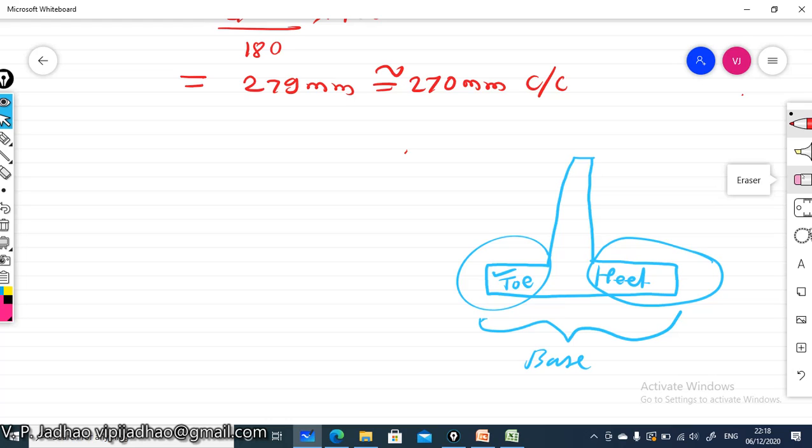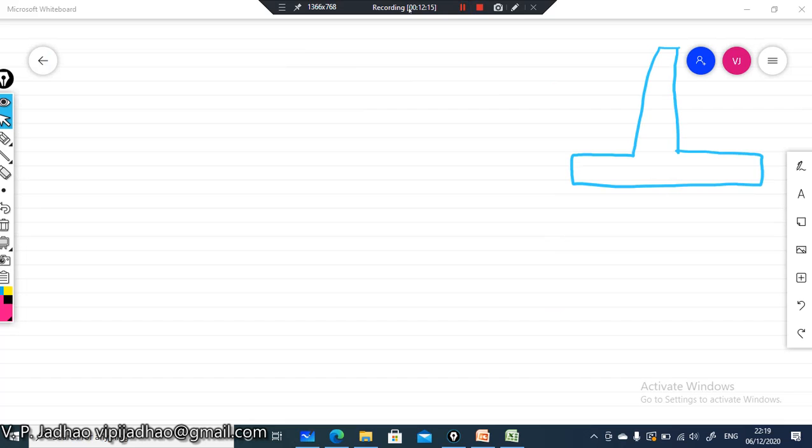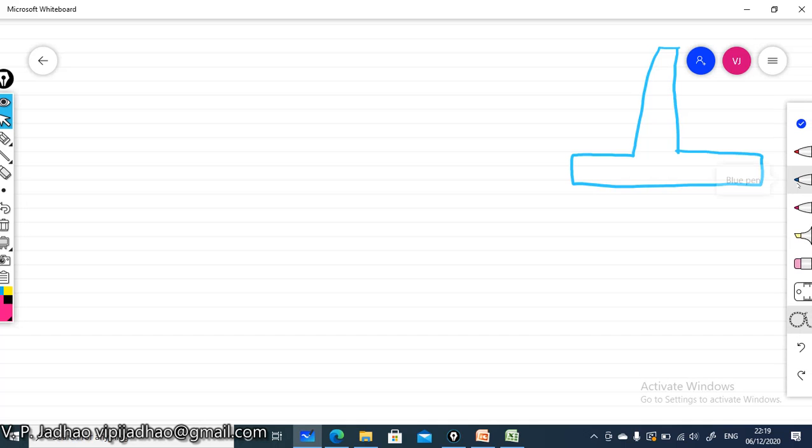So for design of this toe slab, we know that this particular retaining wall will be subjected to some earth pressure from the foundation soil. So we know that we have already calculated the value of P max and P min.